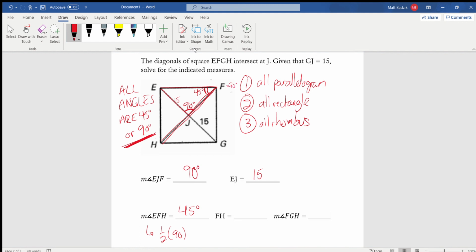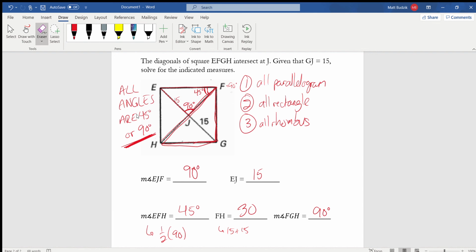FH, so we know that diagonals are also congruent. So if the entire thing, EG, is 30, that also makes FH 30. So that 15 plus 15. And then the measure of angle FGH, so if I'm looking at FGH, that's the entire angle G. We know that all angles are right, so that gets us a 90 degree angle. So there's the example of that.